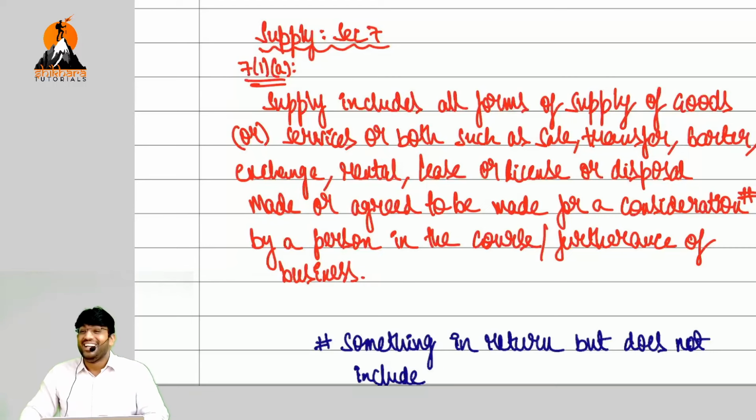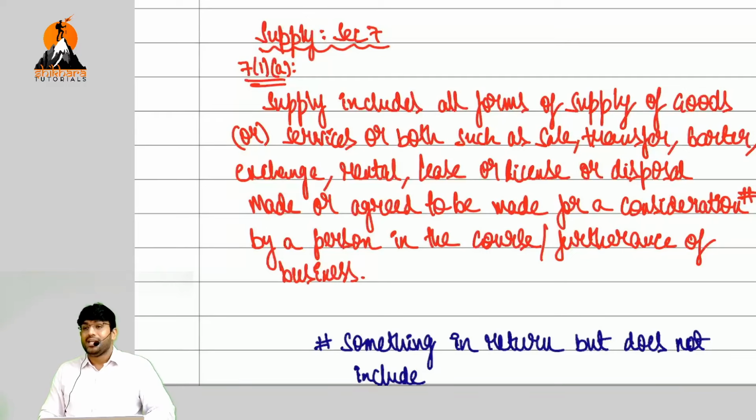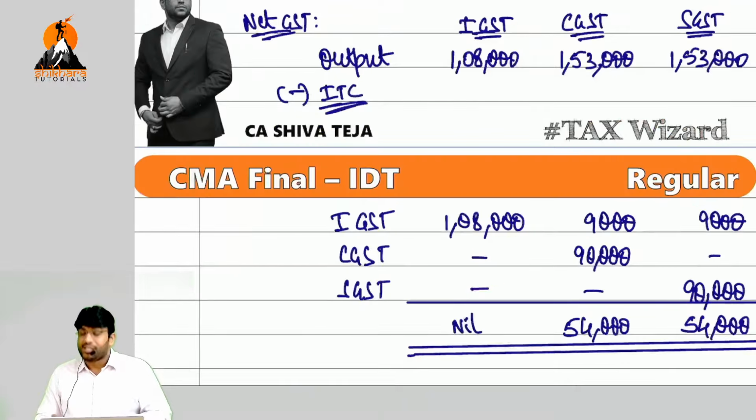Getting clarity on this point, everybody. Come on, friends, without seeing, tell me what is supply. Section 7(1)(a): Supply includes all forms of supply of goods or services or both, such as sale, transfer, barter, exchange, license, rental, lease or disposal, made or agreed to be made for a consideration by a person. These are very important elements to call it a supply.